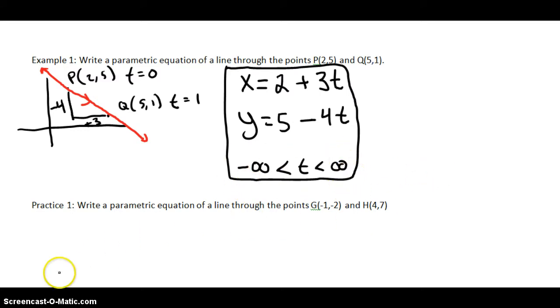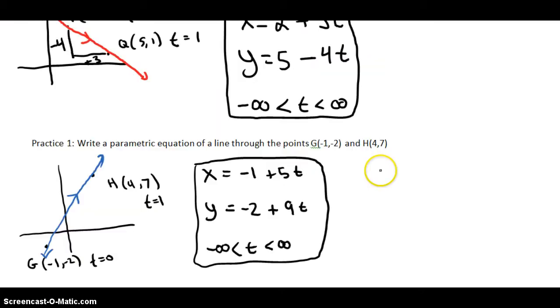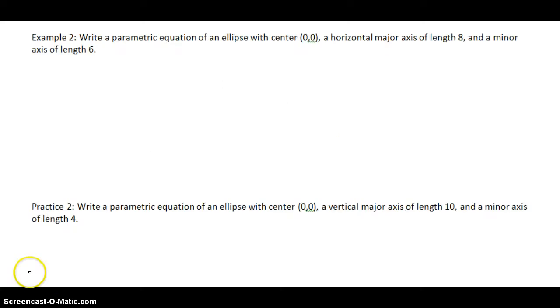So what I want you to do now is pause the video and try out practice problem number 1, which you see below. I'll put the answers up in a second. Okay, there you go. Check your answer to see how you did, and then pause it if you need to look over it, and we're going to move on to our next example.